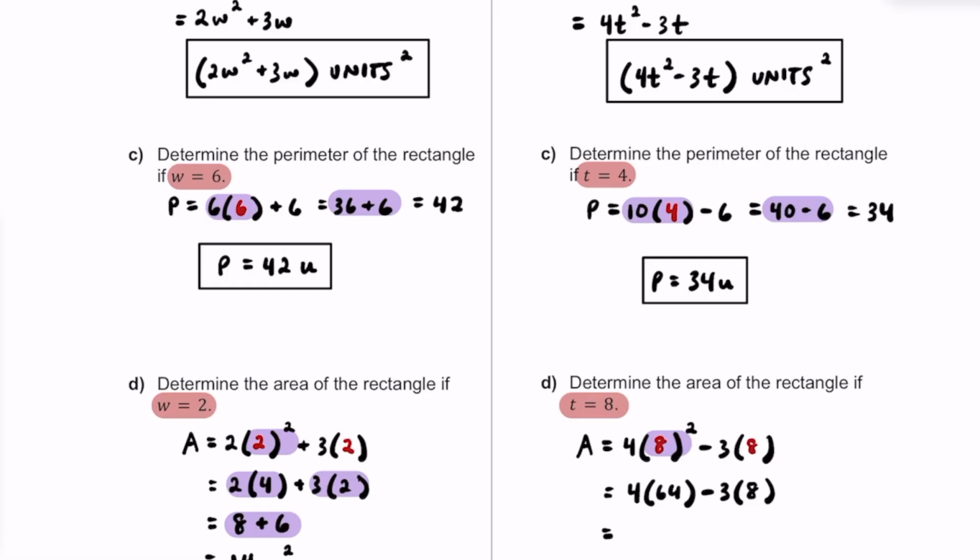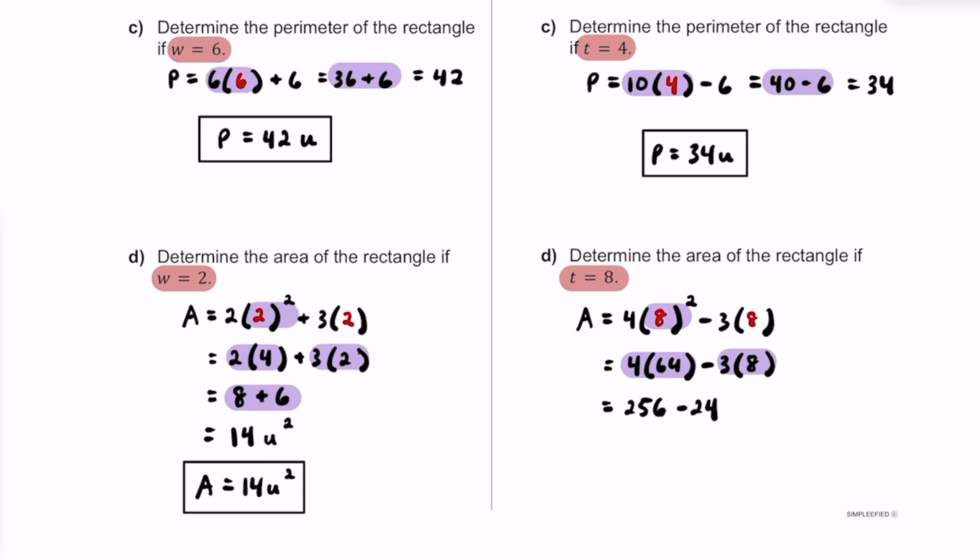So we have 4 times 64 and 3 times 8. The one on the left would go first, and then the one on the right would go in the next step. So I'm just going to do them both at once. So we get 256 for this first one, and then we'll get 24 for the second product here. Okay, so if we multiply and then subtract afterwards, we should end up with 232. So the area of this rectangle, if t is equal to 8, would be 232 units squared here. This would be the area of this rectangle if t was equal to 8.